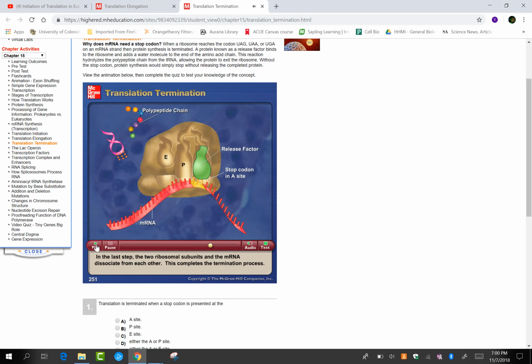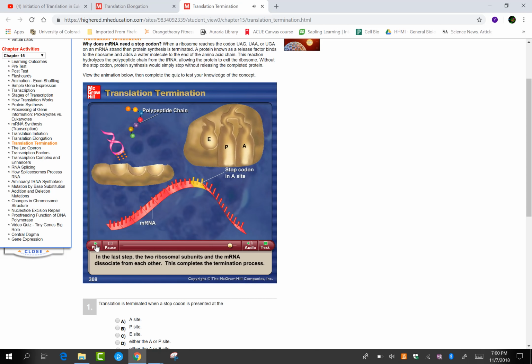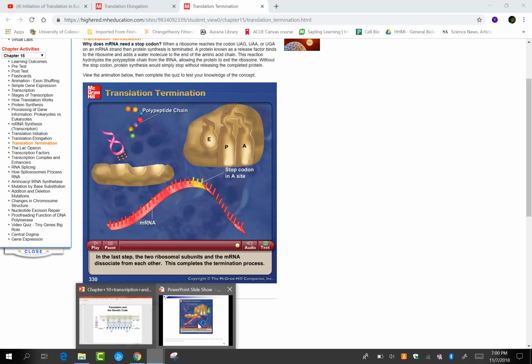In the last step, the 2 ribosomal subunits and the mRNA dissociate from each other. This completes the termination process. So what I want you to see is that the mRNA is intact. The mRNA can be translated over and over again. The ribosomal subunits are still intact too, so they can be reused over and over again. The polypeptide chain is now going to fold into its protein structure, and you've learned about primary, secondary, tertiary, and quaternary structure. Okay. The tRNAs will go and get a new amino acid hooked to them, and we'll do this whole process over and over again.